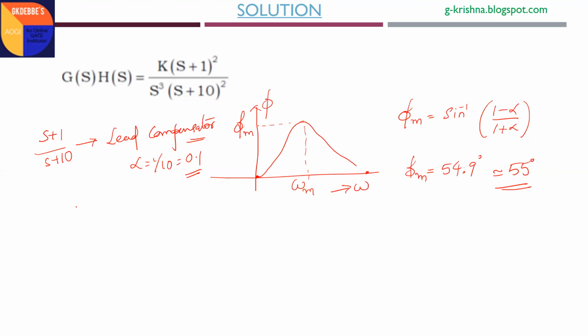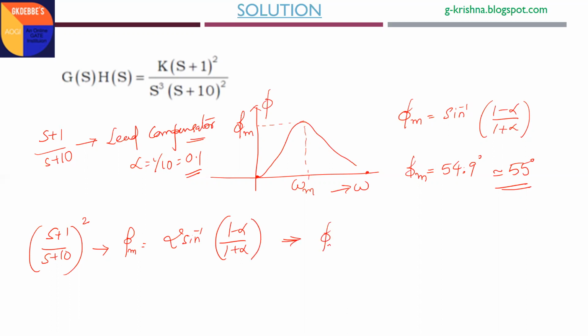But in our given problem, the transfer function of the lead system is (s plus 1) by (s plus 10) whole square. What this indicates is two same lead systems connected in cascade, that is (s plus 1) by (s plus 10) into (s plus 1) by (s plus 10). For two same lead systems connected in cascade, the maximum phase shift formula will be 2 sine inverse of (1 minus alpha) by (1 plus alpha). The maximum phase shift provided by these two lead systems connected in cascade is 55 into 2, which will be 110 degrees. That is the maximum phase shift.